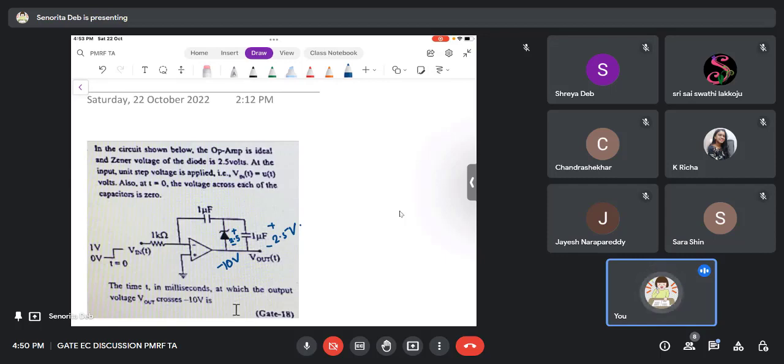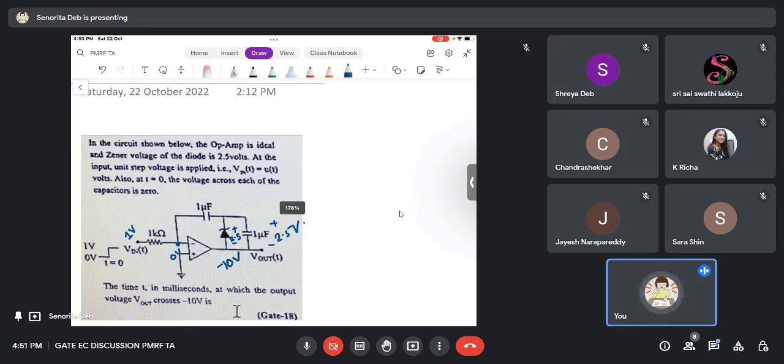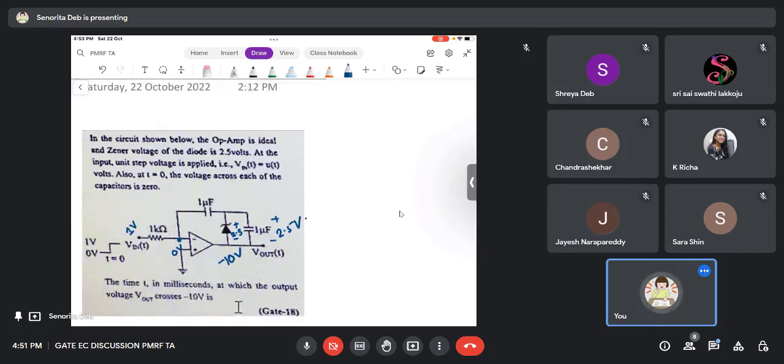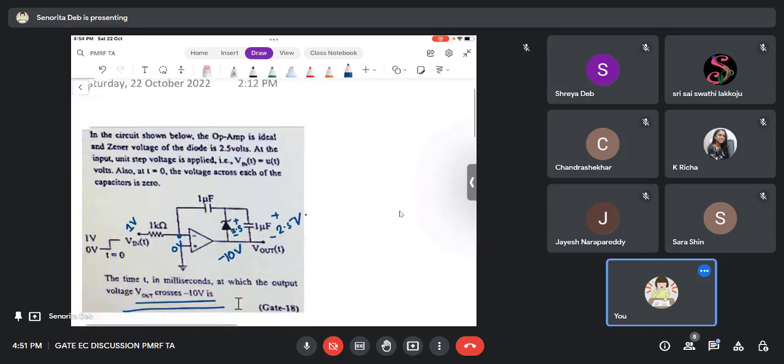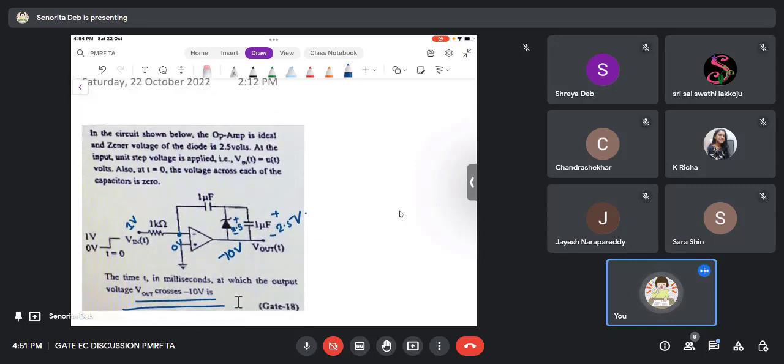Okay, so now this is 0 volts, and since this is 1 volt, after t equals to 0, this has become 1 volt. So, I should have actually read out the question first to you. Op-amp is ideal, Zener voltage is given, V in is given, and they are saying at t equals to 0, voltage across both the capacitors is 0 volt. That is, they are initially uncharged. And V out crosses minus 10 volt, and what is the time when V out crosses minus 10 volts? So I'm considering V out is minus 10 volts, Zener is at breakdown, right? And 1 volt is at input after t equals to 0.